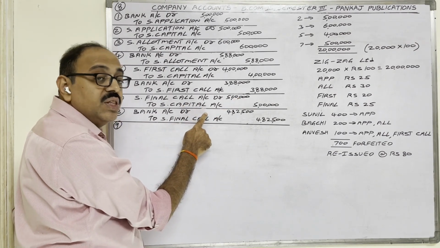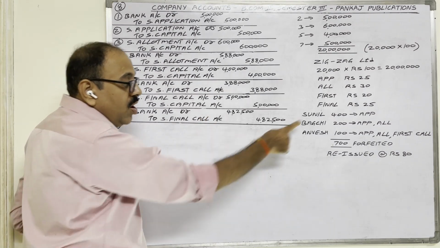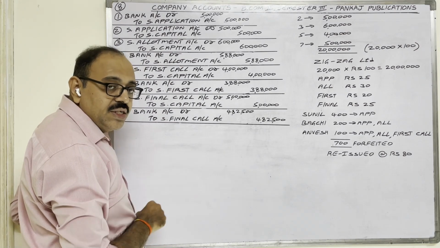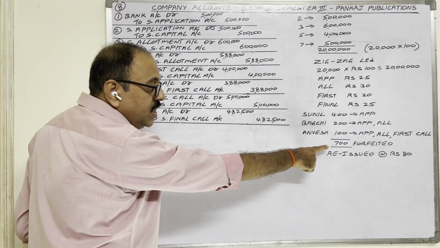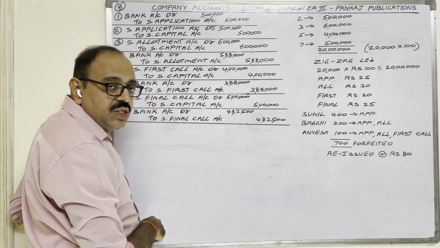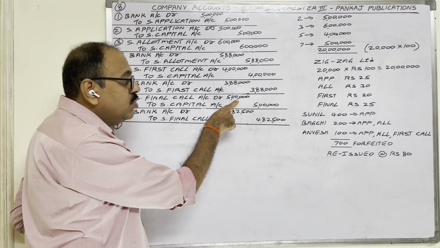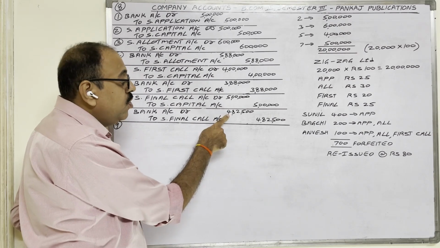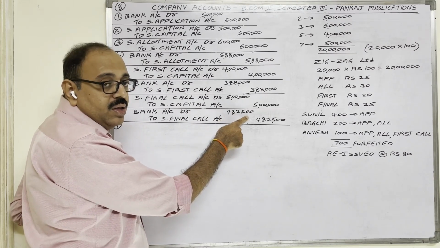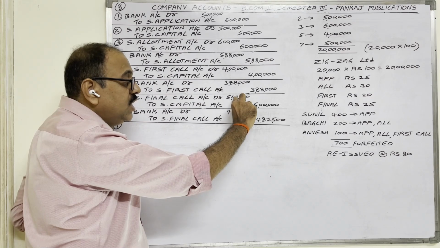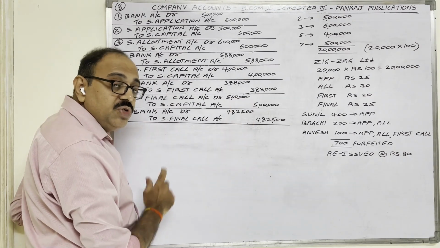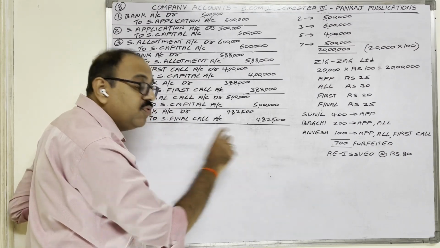Next is for receiving the final call amount. On all shares, final call money came, except on 700 shares. So 700 shares into 25 rupees each; if we exclude that amount from 5 lakh, then the remaining amount that came to us is 4,82,500. Then how much is the debit balance in share final call account? 17,500. That amount also we should cancel while writing the share forfeiture entry.